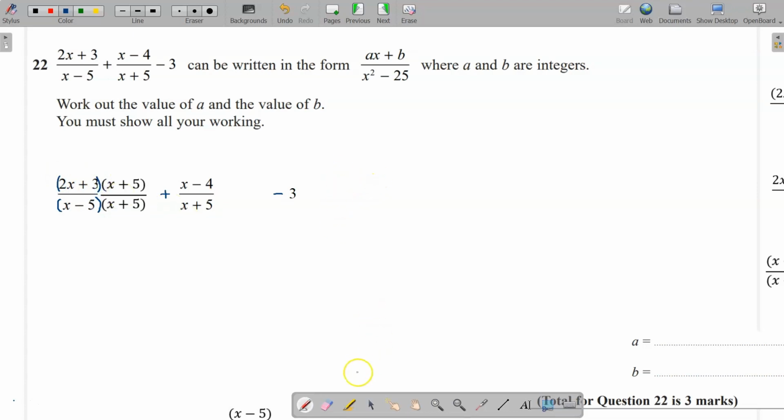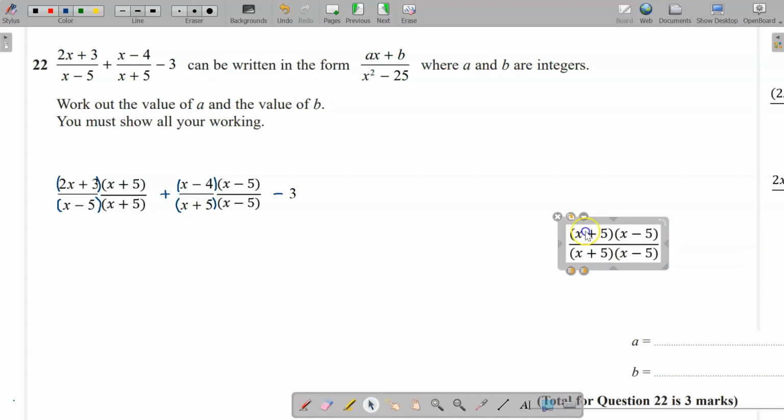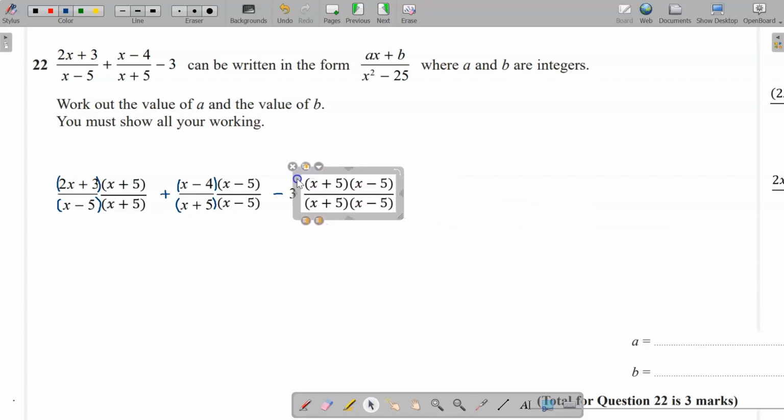Okay, and I'm going to do this one here by x minus 5 over itself, because that will also cause the denominator of this one to be x plus 5, x minus 5. And at the same time, I'm recognizing that the denominator is the difference of two squares, which is x squared minus 25 as well, which is what we have here already. And this number 3, I'm going to have to multiply that by both of those two brackets together, so that we now have a common denominator all the way through. Okay, so that 3 is multiplying all of that together.